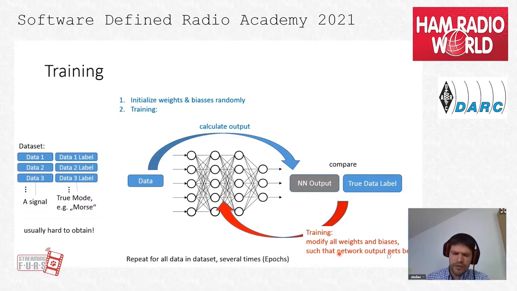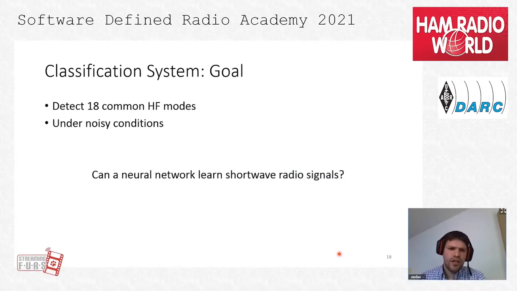Okay, so this is how you can build a neural network, how you can train a neural network. And in the next step, we will check how we can build a classifying system that detects 18 modes that are commonly used on the shortwave bands, also under noisy conditions. And the question is, can a neural network learn shortwave radio signals?